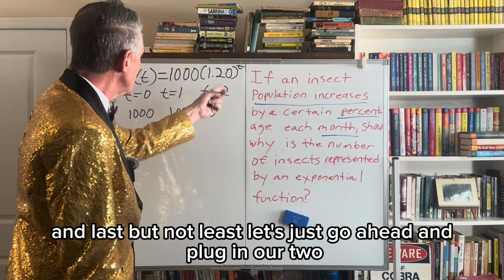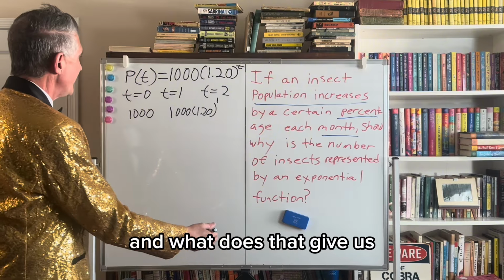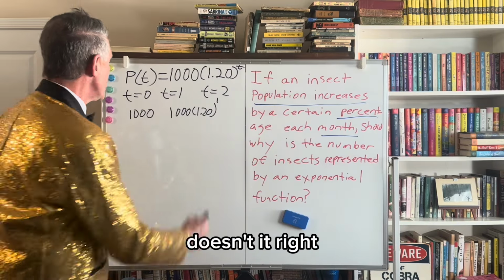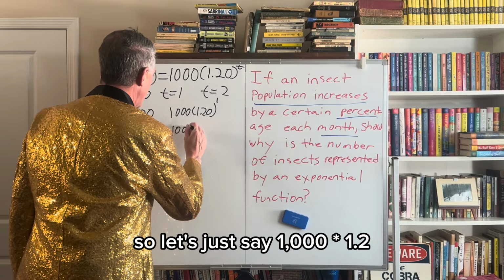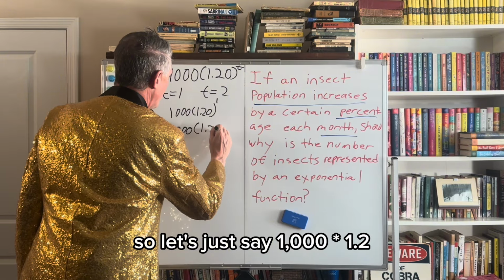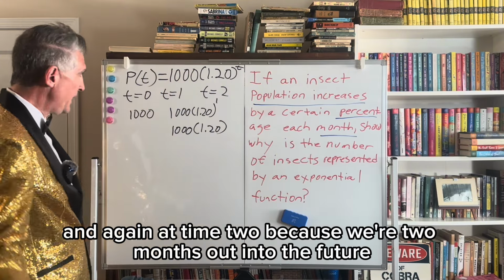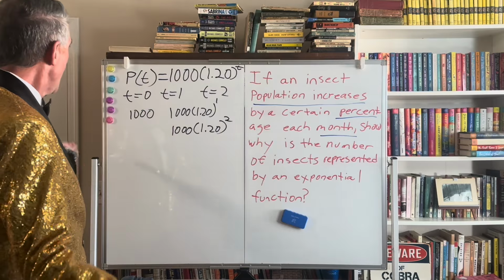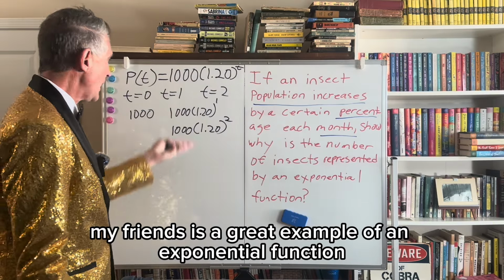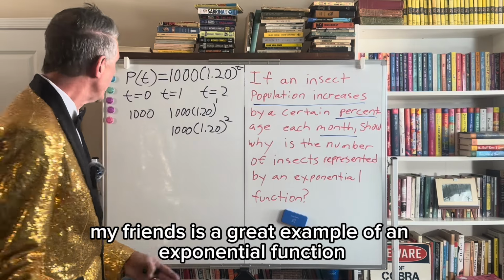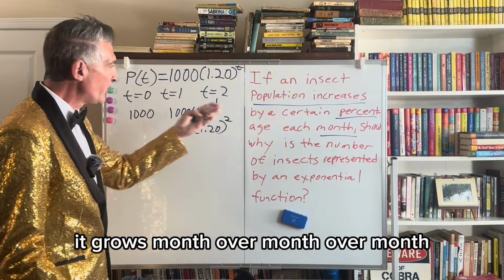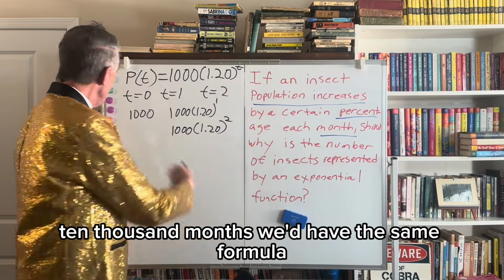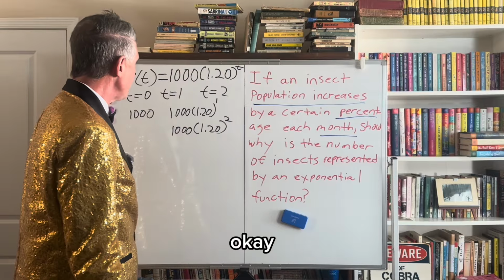And last but not least, let's just go ahead and plug in our 2. And what does that give us? Well, that gives us this times itself, doesn't it? Right. So let's just say 1,000 times 1.2, and again, at time 2, because we're 2 months out into the future. Okay? Well, this, my friends, is a great example of an exponential function. It grows month over month over month. If I took this out to 3, 4, 5, 6, 10,000 months, we'd have the same formula, okay?